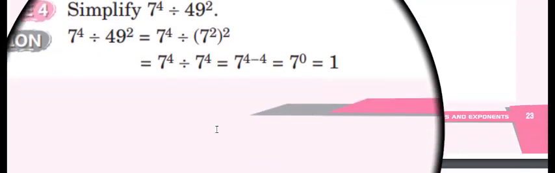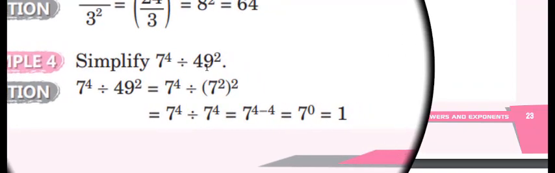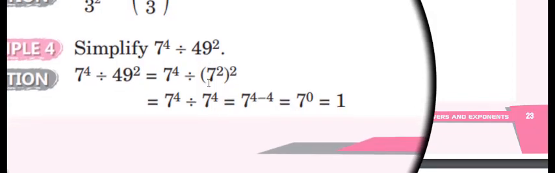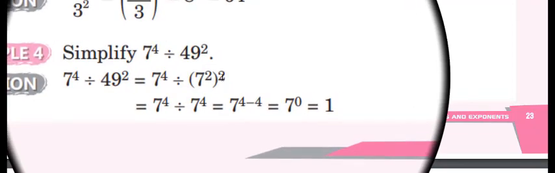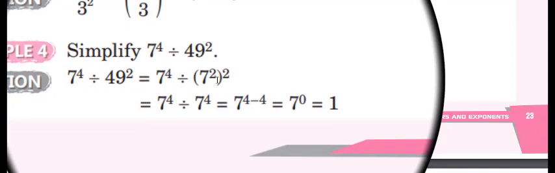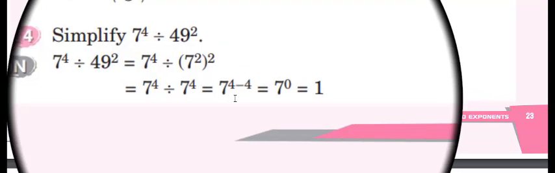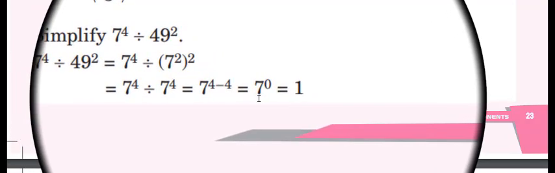Now let us come to example number 4, which says simplify 7 raised to the power of 4 divided by 49 square. As we know, 49 can be written as 7 square, and again the square is coming. An exponent and another exponent is coming, so the exponents will get multiplied, and it comes out to be 7 raised to the power of 4. And since it has a division sign, we'll subtract the exponents, numerator exponent minus denominator exponent, and the result comes out to be 7 raised to the power of 0, which is equal to 1. As we have studied, a raised to the power of 0 equals 1.